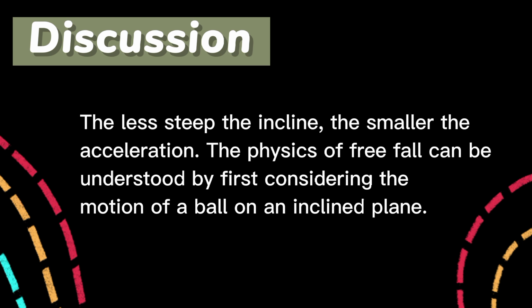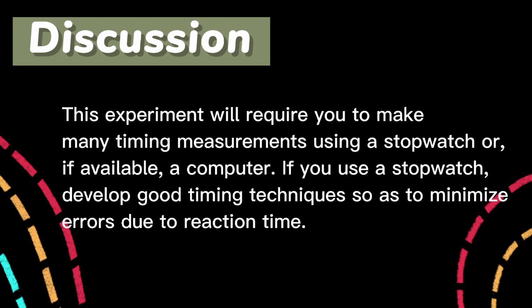The physics of free fall can be understood by first considering the motion of a ball on an inclined plane. This experiment will require you to make many timing measurements using a stopwatch or, if available, a computer. If you use a stopwatch, develop good timing techniques so as to minimize errors due to reaction time.